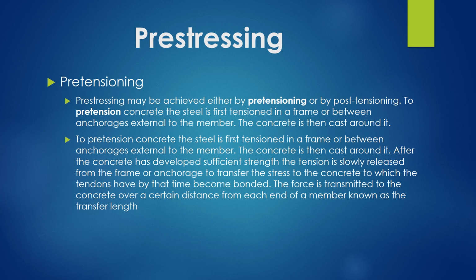After the concrete has developed sufficient strength, the tension is slowly released from the frame or anchorages to transfer the stress to the concrete to which the tendons have by that time become bonded. The force is transmitted to the concrete over a certain distance from each end of a member known as a transfer line.